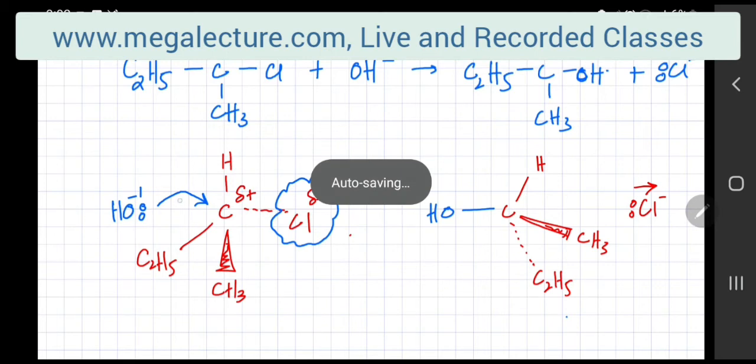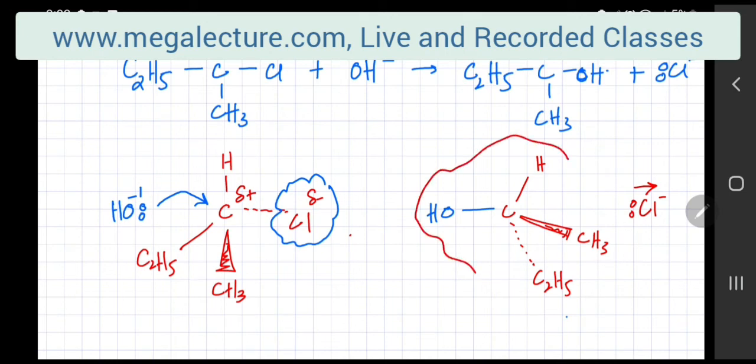So if you can see, what's happening is the OH is coming from the left side and bonding with this carbon atom, and the Cl is getting knocked out. And all the other bonds are getting pushed to this other side. They're getting repelled by the OH. So the negative OH comes in, it repels all these bonds to the other side, and the Cl gets knocked out. So every time you're going to get one version of the optical isomer, that's about it.